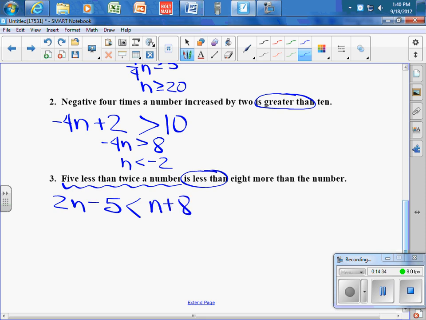And here we have a variable on both sides. So I'm going to be canceling the one on the right side. I'm going to subtract n from both sides. n minus 5 is less than 8. When I add 5 to both sides, I get n is less than 13. And there you have solving inequalities.